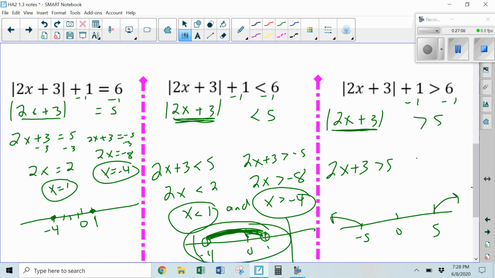So I'm going to put 2x plus 3 is less than -5. 5, -5. This sign is always copying the original sign. Then when you go to negative, you're going to flip the sign. Okay, solving each one separately.